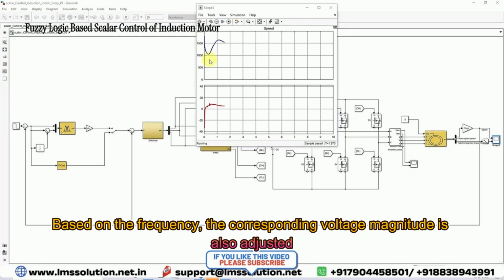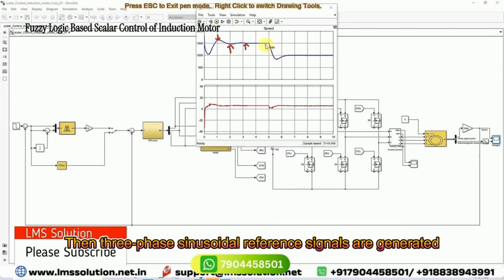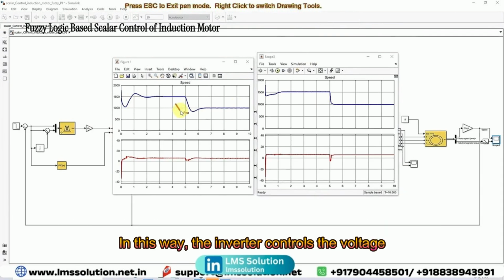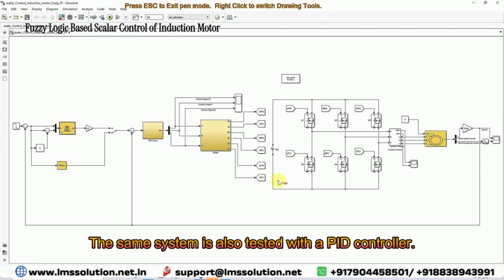Based on the frequency, the corresponding voltage magnitude is also adjusted using the V/F concept. Then three-phase sinusoidal reference signals are generated and compared with a triangular carrier wave to produce PWM pulses for the inverter. In this way, the inverter controls the voltage and frequency supplied to the induction motor so that it can track the required speed. The same system is also tested with the PID controller.